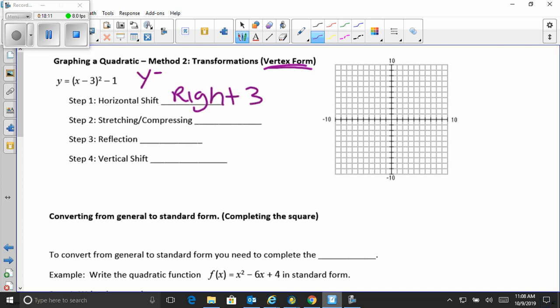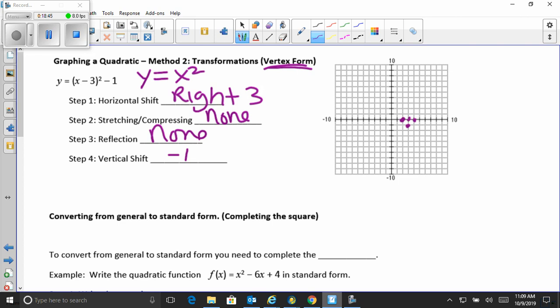So remember that this is my parent, because we're doing quadratics today. I'm going to the right 3, so I already know I'm moving over this way. Stretching or compressing, do I have anything out front? No. If I did, I'd have to take that into account, but I don't have one. Do I have a negative out front? No, so I don't have a reflection. And then my vertical shift is down 1, and I need to go down 1. And then it's just the parent, which, if you recall, the parent is symmetric.